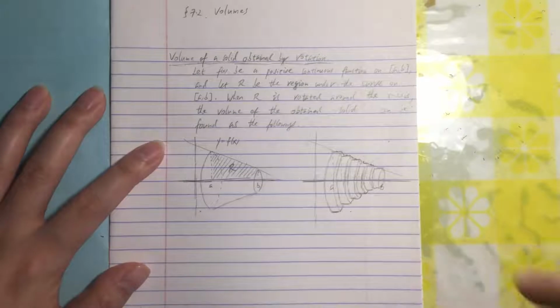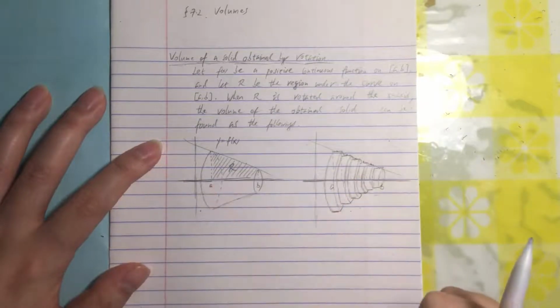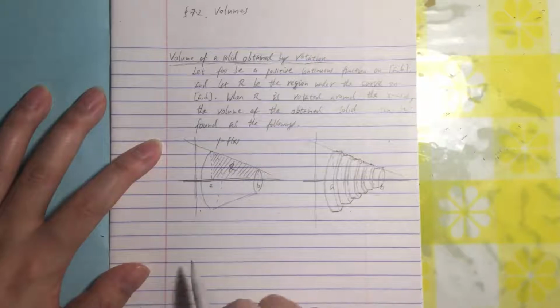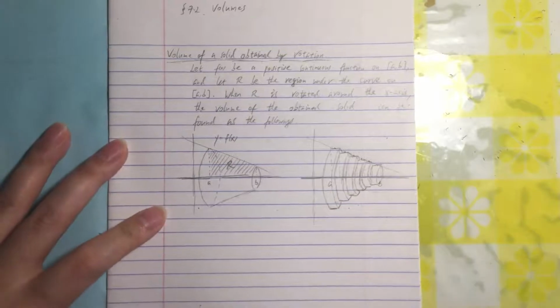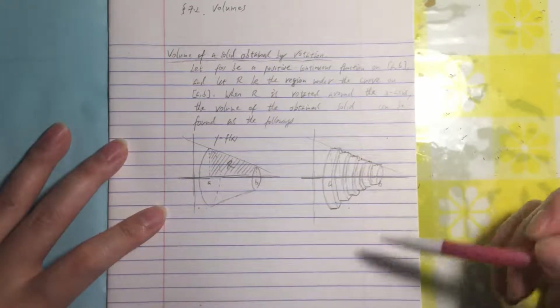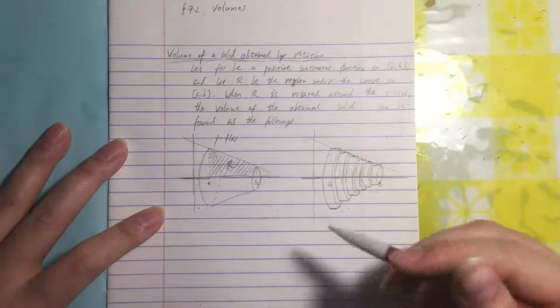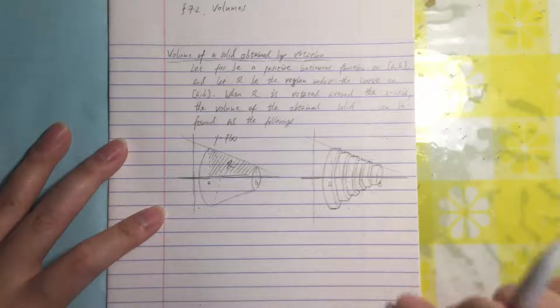And we can see that this volume is very, very close to the actual volume here. Now, how can we find the volume of this shape? We can see that each piece here is a cylinder. The volume of a cylinder is always the base area times the height.